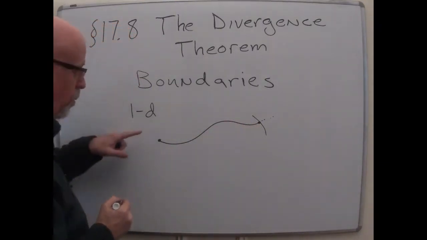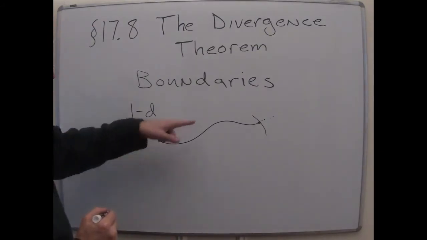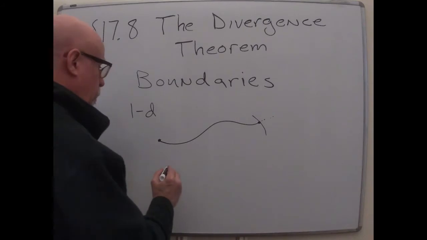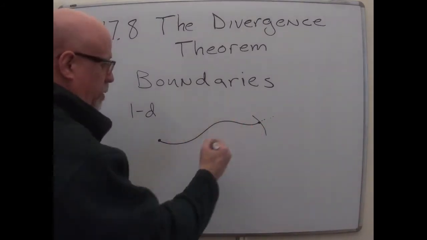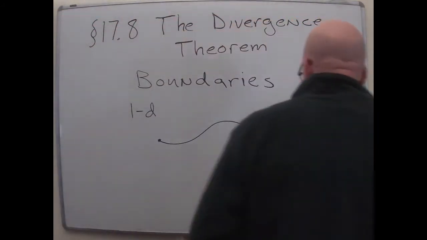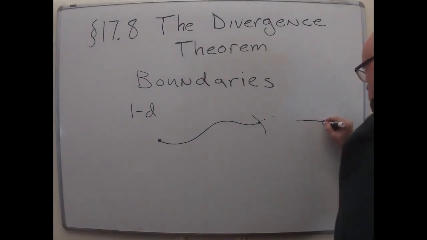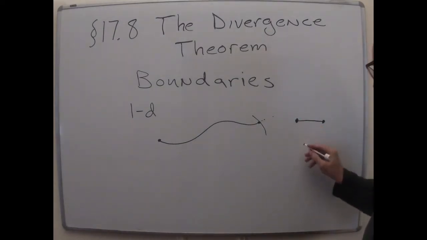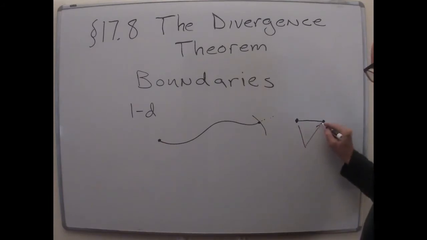Well, so in the 1D case of something like a wire or a set of train tracks, the boundary is 2 points. I made it curvy. Usually we just see this as an interval. There's a straight interval and it's got 2 endpoints. So a 1D thing, those 2 guys are the boundary.